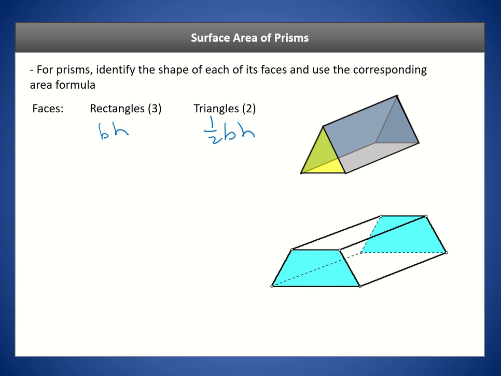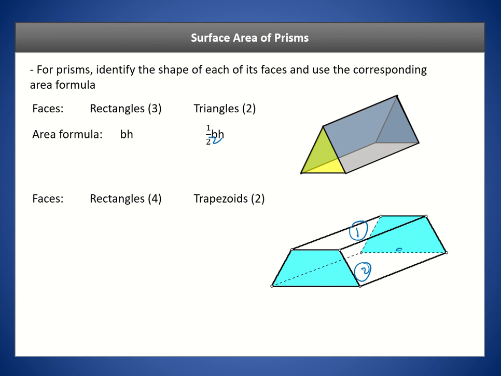Now on the bottom, you have a trapezoidal prism. So you have 2 trapezoids here. So we have our 2 trapezoids and we have 4 rectangles: one on the top, one on the bottom, and 2 on each side.